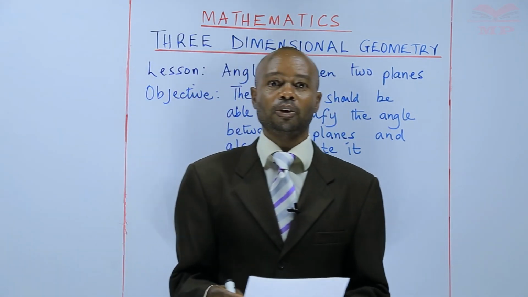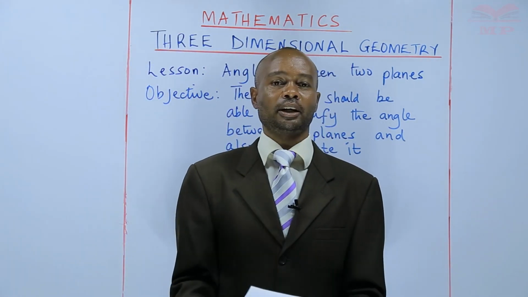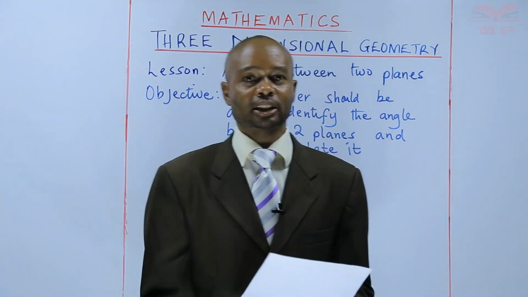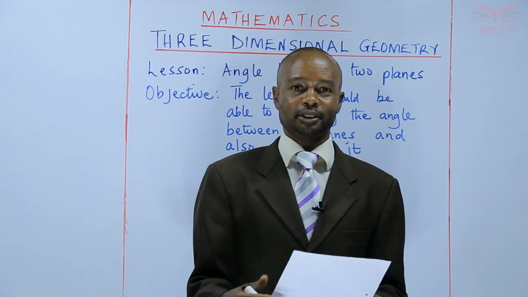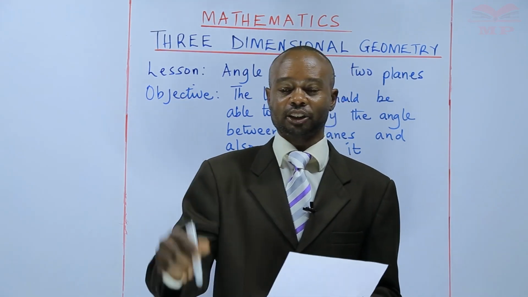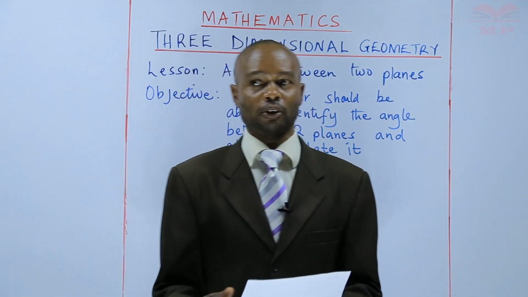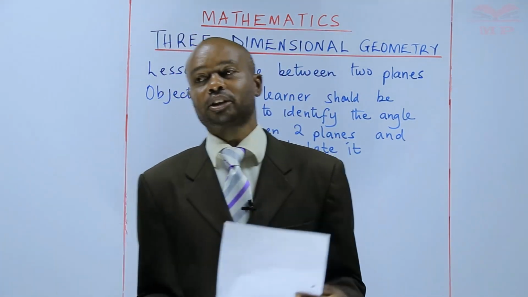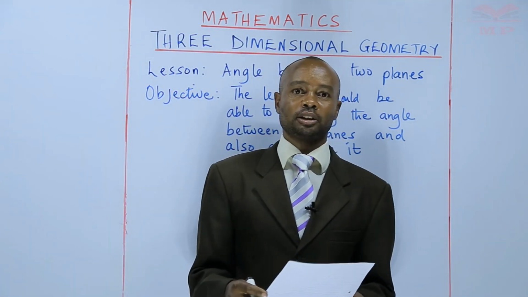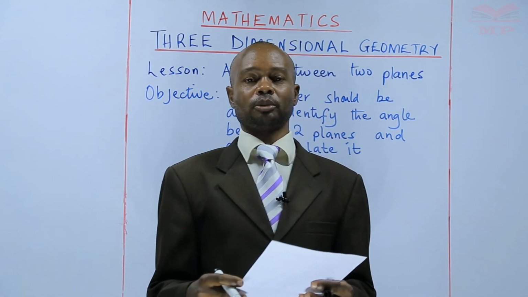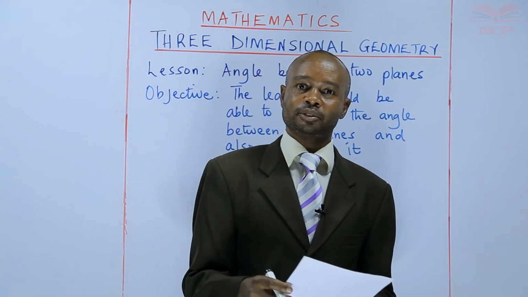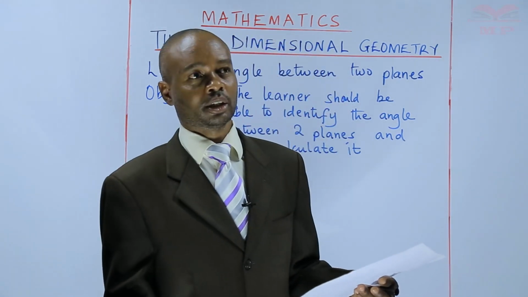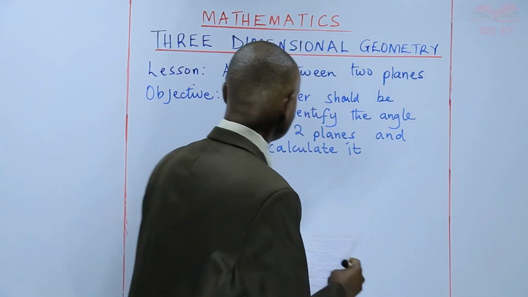Take, for example, a classroom. It has a floor and four walls. The four walls act like four planes plus an additional plane, which is the floor. If you look at it carefully, the planes meet at 90 degrees, but not all planes will be meeting at 90 degrees. You might find some meeting at an obtuse angle or acute angle.